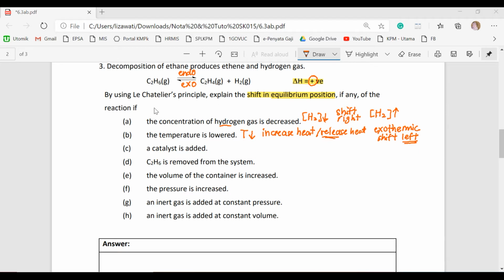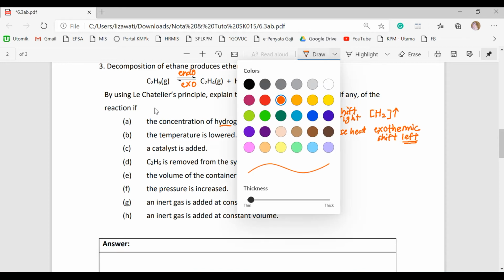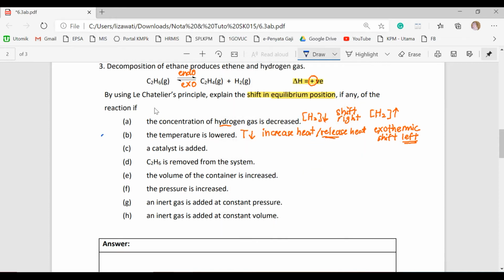Next, number C, a catalyst is added. Therefore, there is no change in equilibrium position because the function of a catalyst is to speed up the reaction. Next, number D, C2H6 is removed from the system. So the C2H6 concentration will decrease. The system shifts to the left in order to form more C2H6.